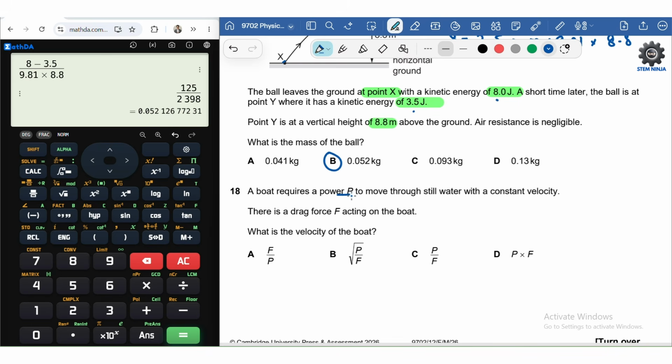A boat requires a power P to move through still water with a constant velocity. There is a drag force F acting on the boat. So there is a constant velocity, so this means that the engine force, or the driving force, is equal to the resistive force, which is the drag force. Okay? So that means the power exerted by the engine is equal to the power lost against the resistive force. So P is going to be equal to Fv, and v would be just P over F. Nothing too complicated.